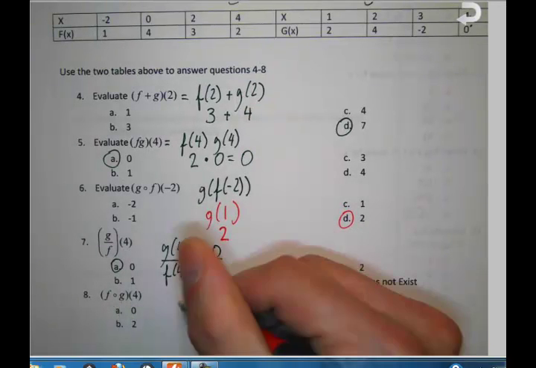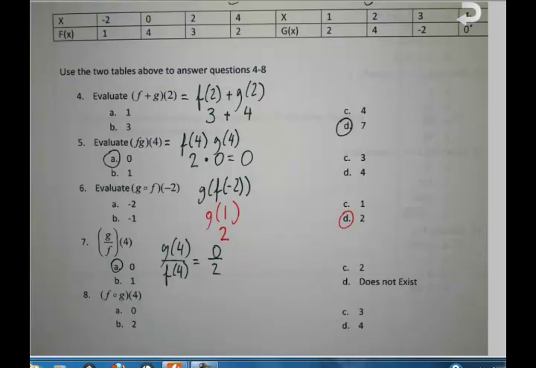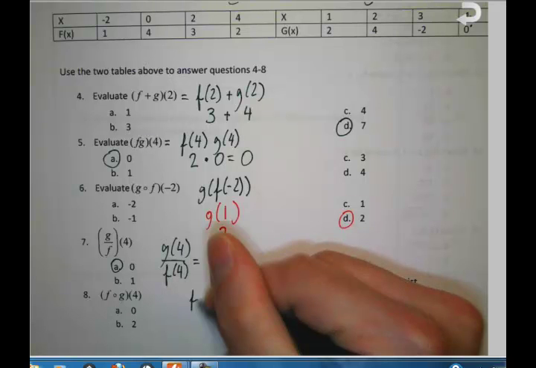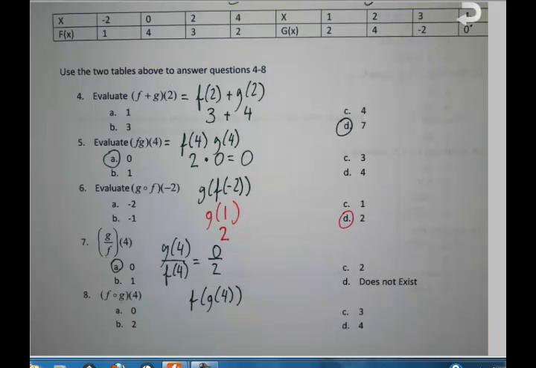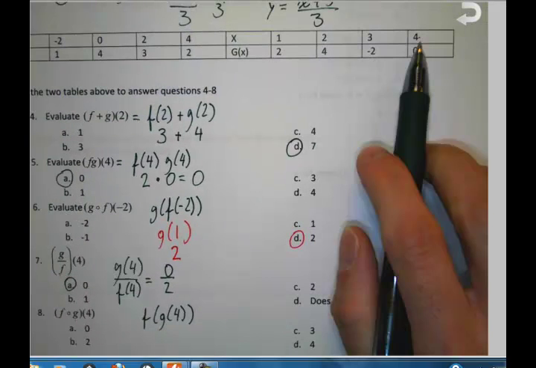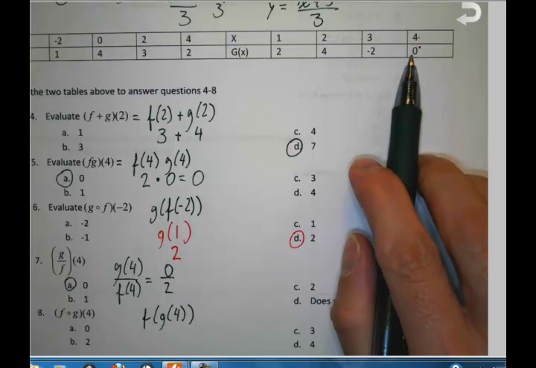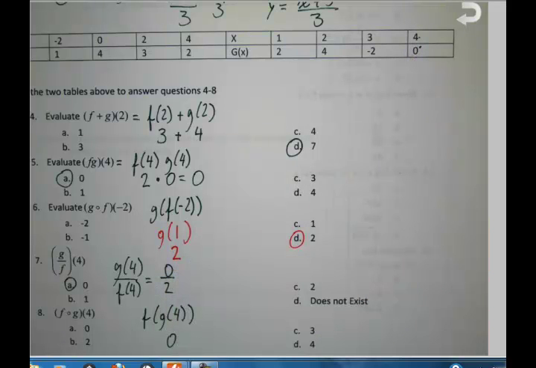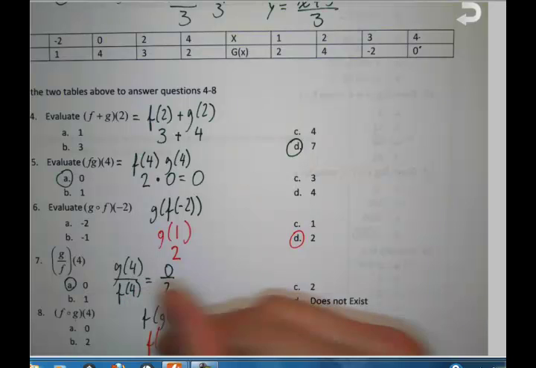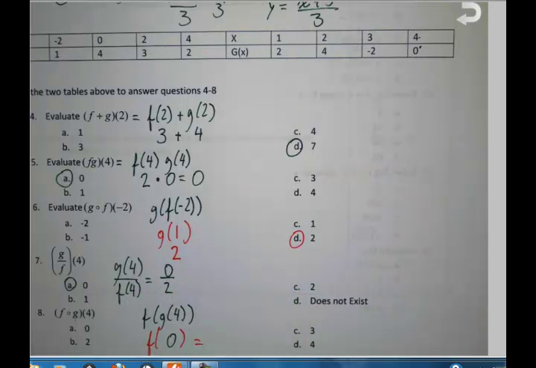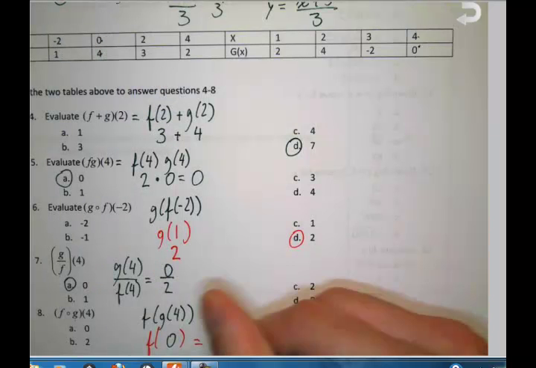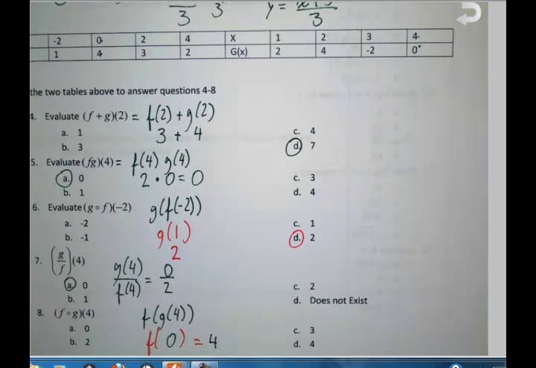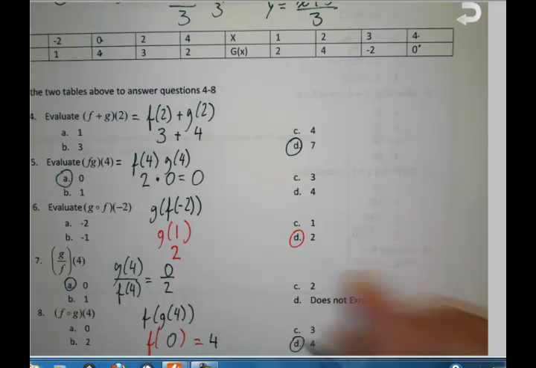And now for the next one, f of g of 4? Well, it works the same way. For f of g of 4, you had to evaluate g of 4. So you go to where x is 4, g is 0. And now you need to evaluate f of 0. Well, f of 0 is 4. And so that was D.